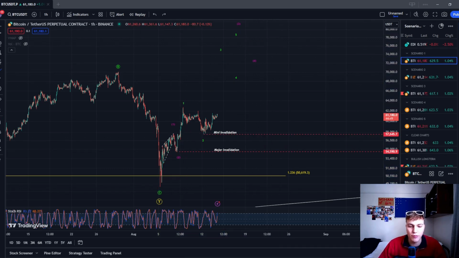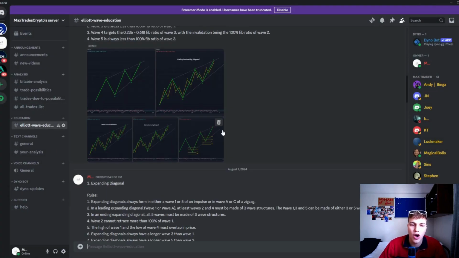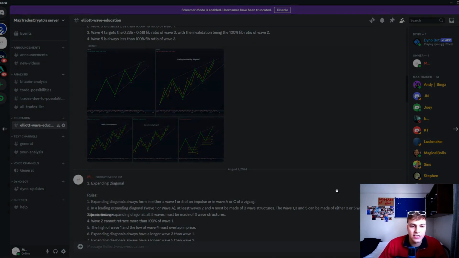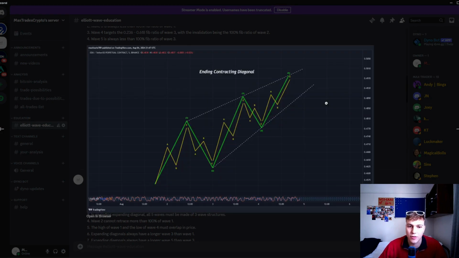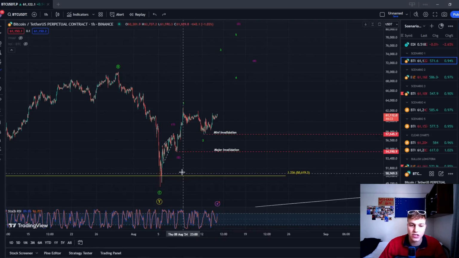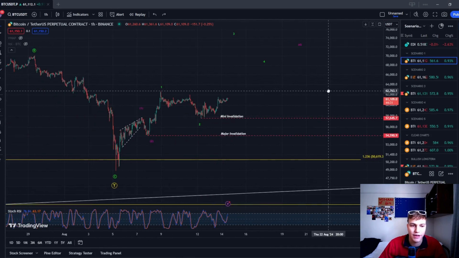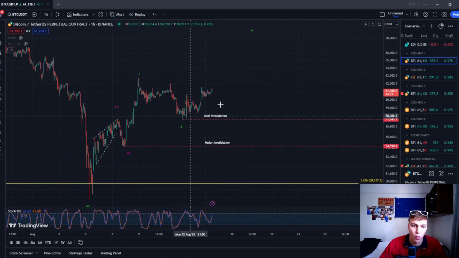On this wave 1 purple, we have a contracting leading diagonal, then a 2, 3, 4 and a 5. Now if we go to our education page on the Discord, we can see that this is a contracting ending diagonal, a 5-wave structure up converging towards the top with 3 wave structures in between. As we can see, that occurred over here on our wave 1.